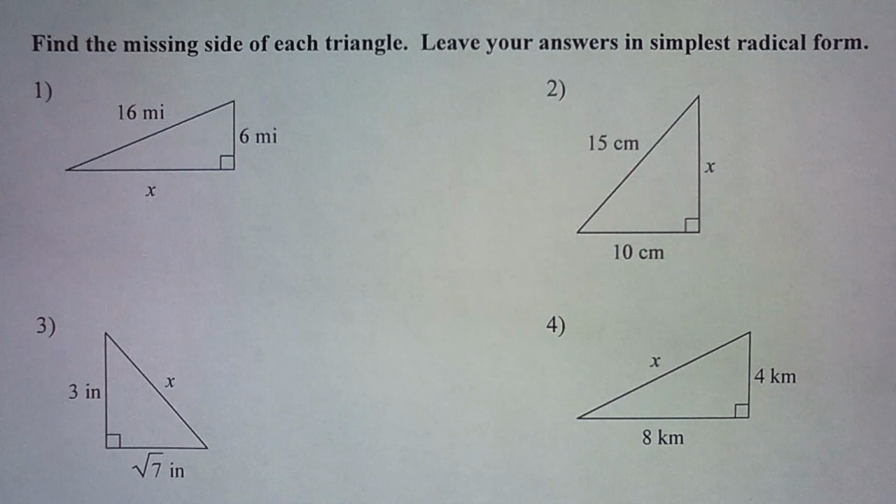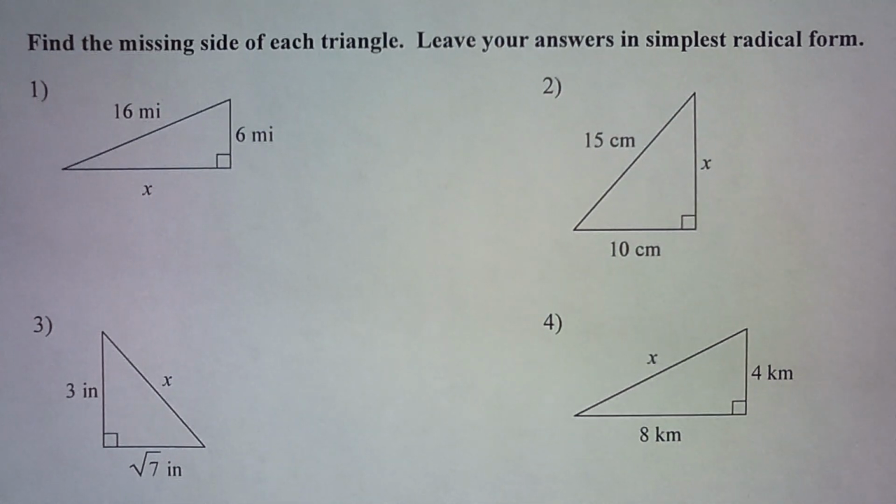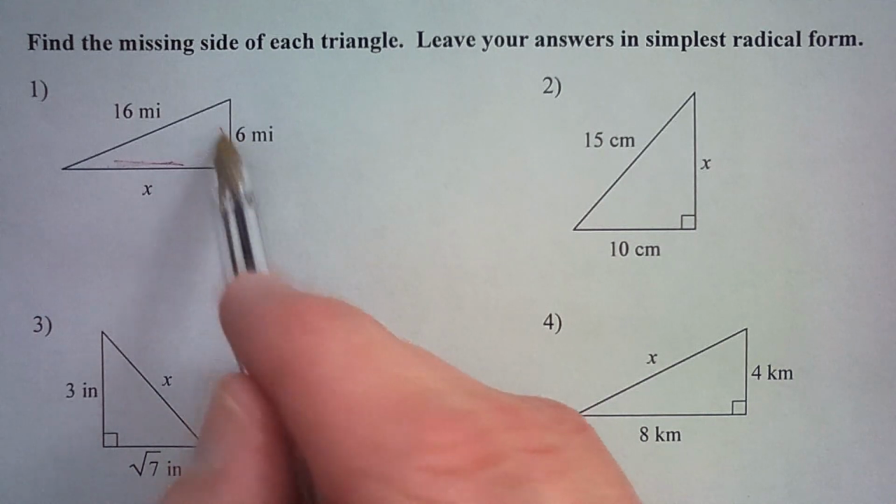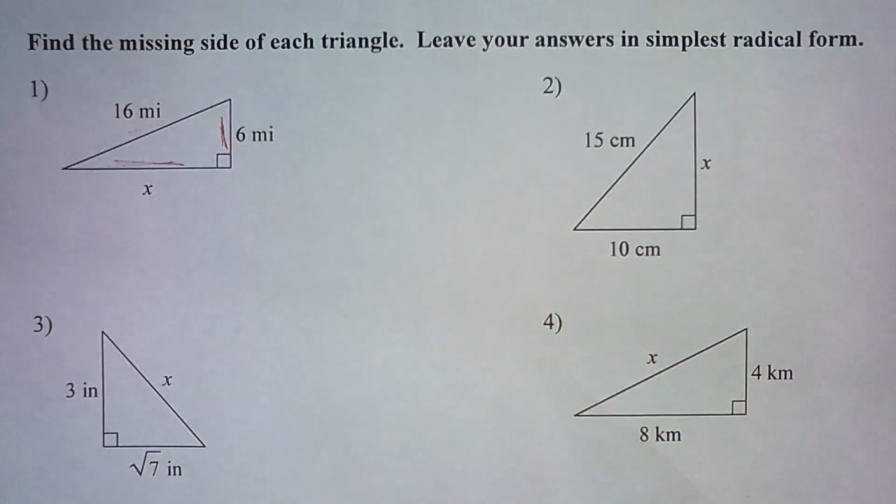Hey guys, as we get going in our next unit, it's important to remember what we've learned about right triangles. So we will begin with the Pythagorean theorem. The Pythagorean theorem says that in a right triangle, the sum of the squares of the legs is equal to the square of the hypotenuse.